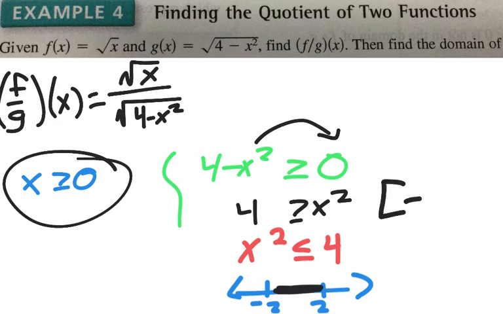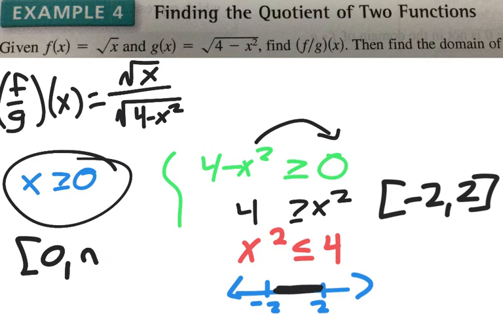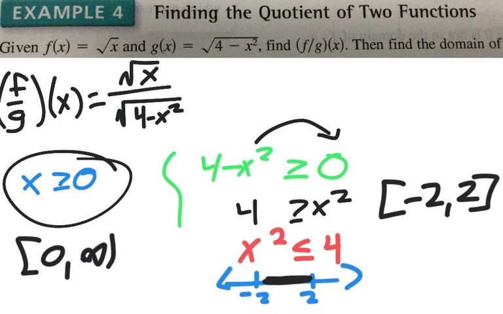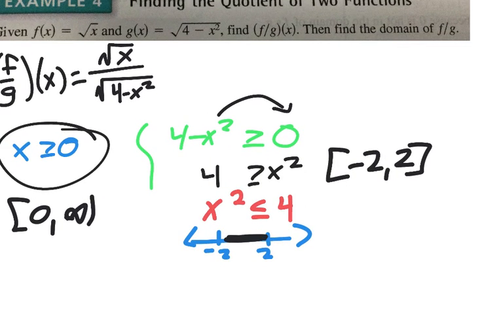So this part says the domain must be between negative 2 and 2. This says it must be between 0 and infinity. And I need both those to be true at the same time. So where would both of those be true at the same time? How can something be between 0 and infinity and between negative 2 and 2? Okay, I can see that that is not working for you guys. Okay, let's graph them.